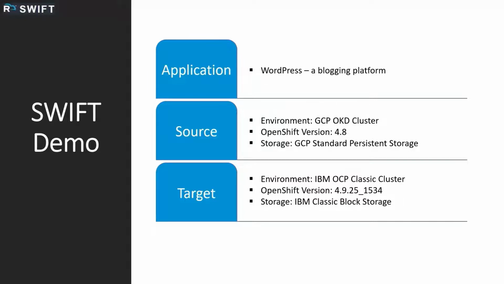In this demo, we'll look at how to replicate the containerized application WordPress from a GCP OpenShift cluster to an IBM OpenShift cluster and how to set up the DR. Now let's look at both the environments and the application.